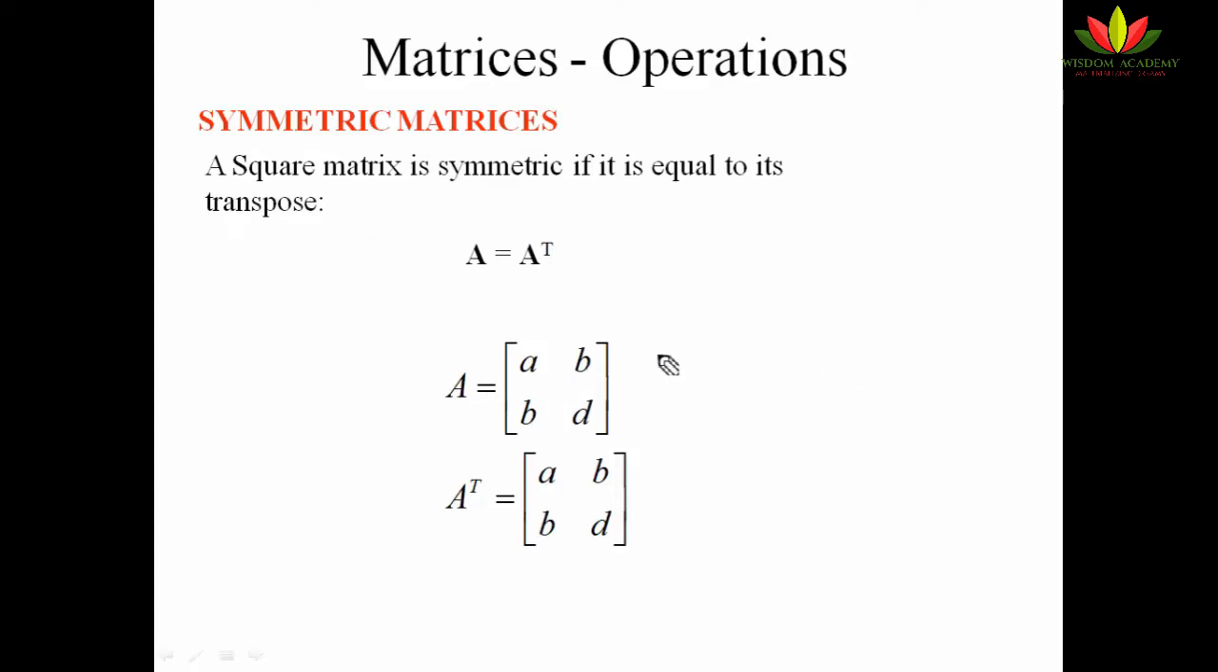First thing is symmetric matrix. If A matrix is equal to A transpose, then we will say it as a symmetric matrix. Consider this matrix A is equal to [a b; b d]. If I take the transpose of this matrix, changing my rows into columns, A transpose will be [a b; b d], which is equal to A. So then we will say it as a symmetric matrix. We say a matrix is symmetric when A is equal to A transpose.